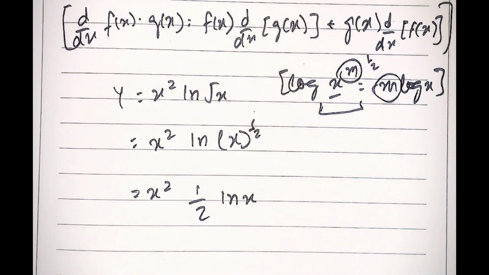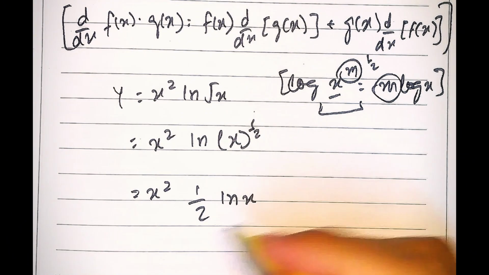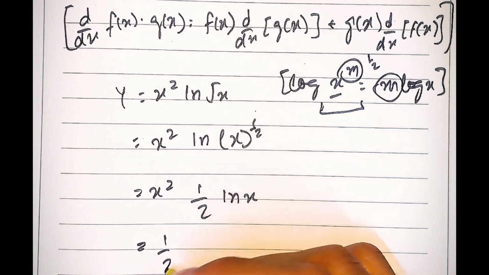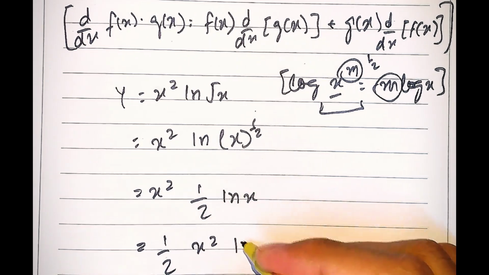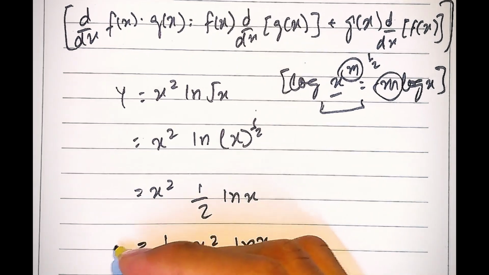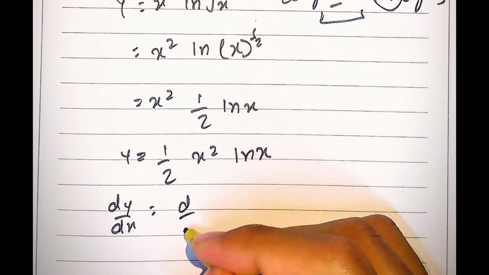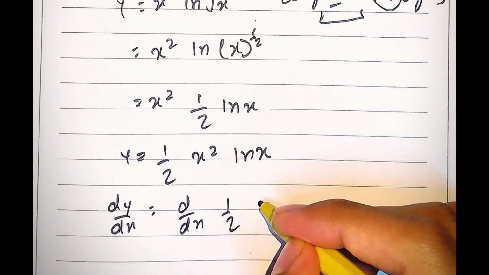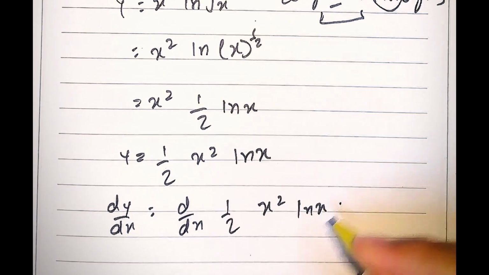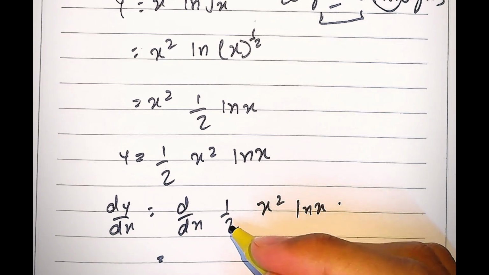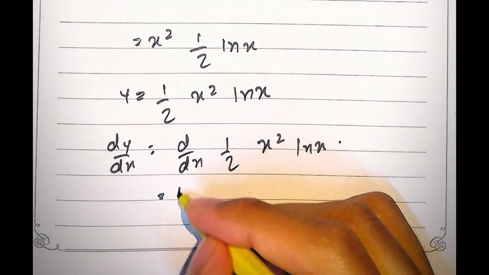Okay, and now we can go ahead and apply the differentials on both sides of the equation, but before that I'm going to separate this constant 1 divided by 2 and these terms will be as it is. Okay, so we have y right over here, and then we can apply the differentials on both sides of the equation. d by dx of 1 divided by 2 x square log of x. Okay, so this 1 divided by 2 is actually a constant, so the derivative won't have any effect on it, so it will be separated.